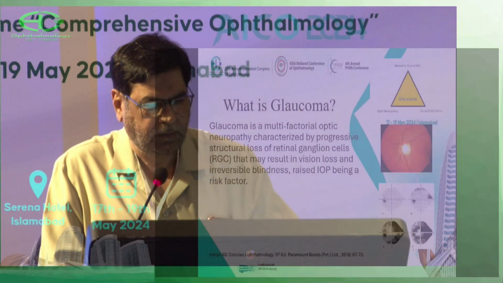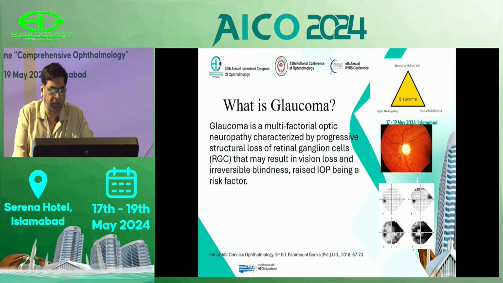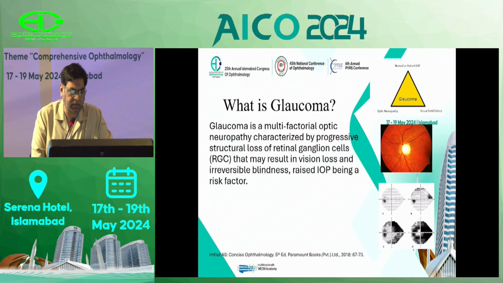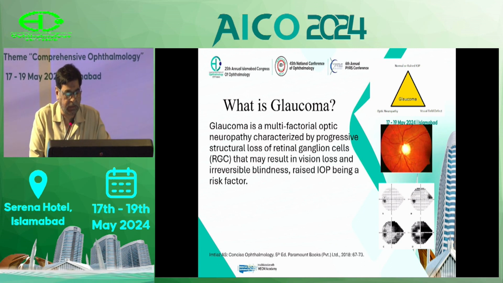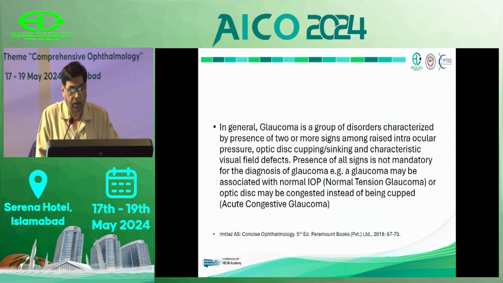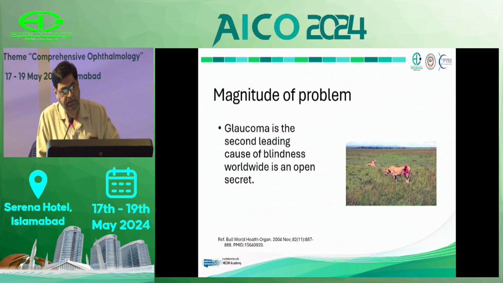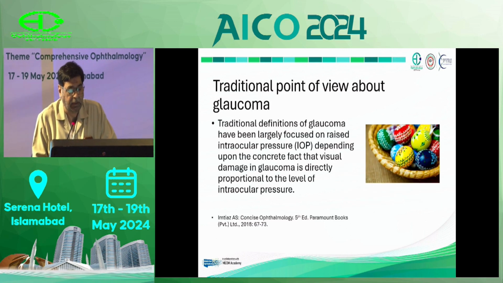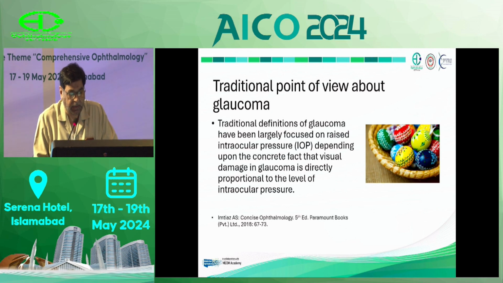Glaucoma is a multifactorial optic neuropathy characterized by progressive structural loss of retinal ganglion cells that may result in vision loss and irreversible blindness, raised IOP being a risk factor. Glaucoma is the second leading cause of irreversible blindness across the world. Traditional definitions of glaucoma have been largely focused on raised IOP.